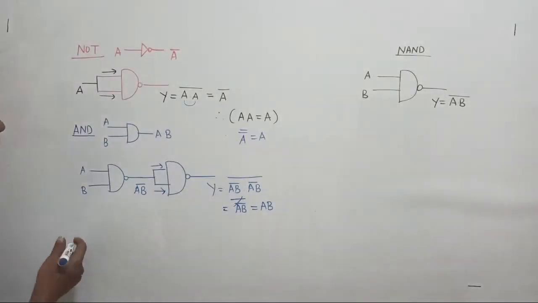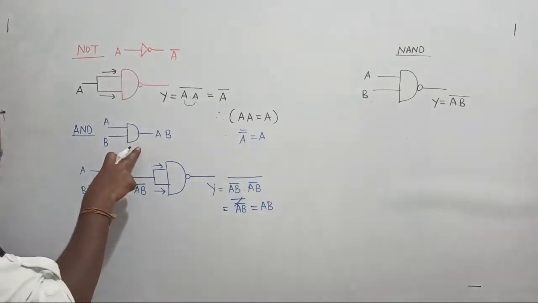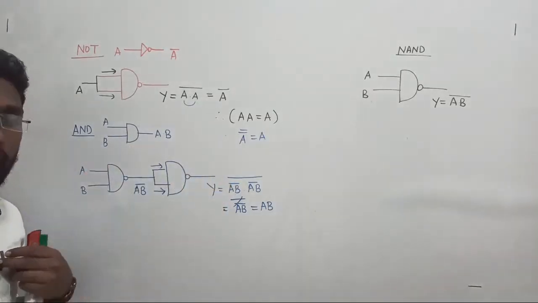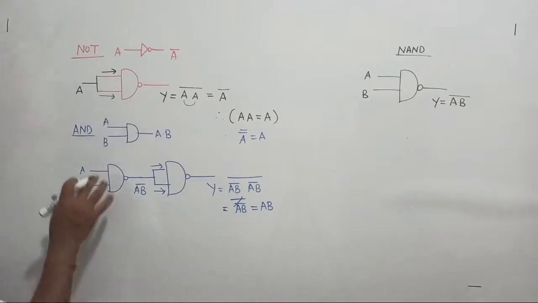So the conclusion is, if you want to design or visualize the effect of the AND gate with the help of the NAND gate, a minimum of 2 NAND gates is required in order to visualize the AND gate. Just let me keep them, right?